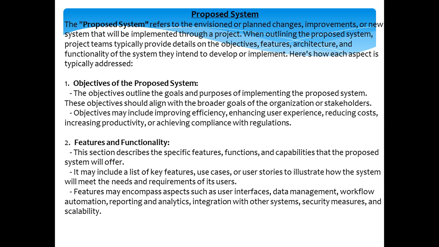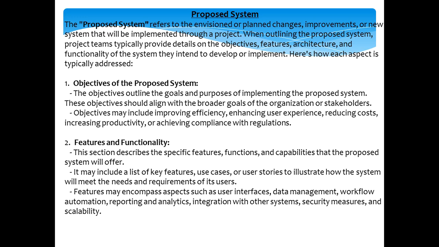Here is how each aspect is typically addressed. So in a proposed system, these are the parts that you must include. Number 1, objectives of the proposed system. The objectives outline the goals and the purposes of implementing the proposed system. These objectives should align with the broader goals of the organization stakeholders. So objectives may include improving efficiency, enhancing user experience, reducing costs, increasing productivity, or achieving compliance with regulations. Number 2, you look at features and functionality.